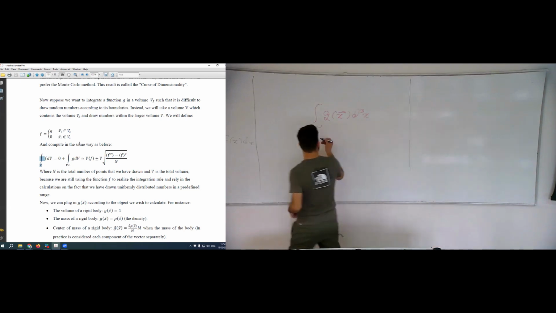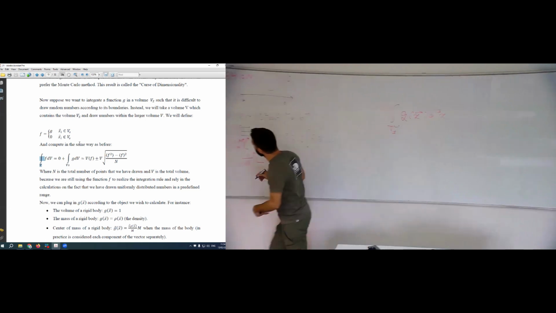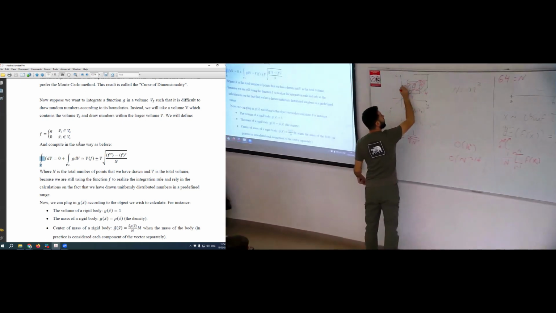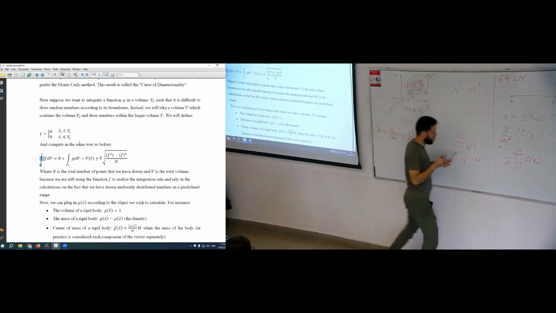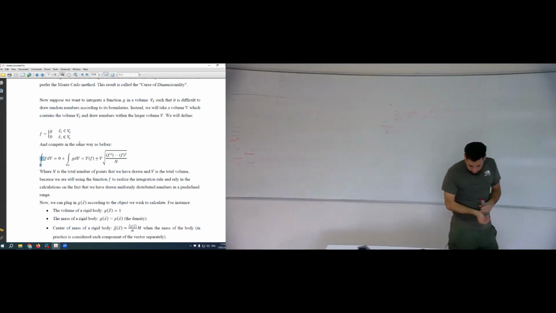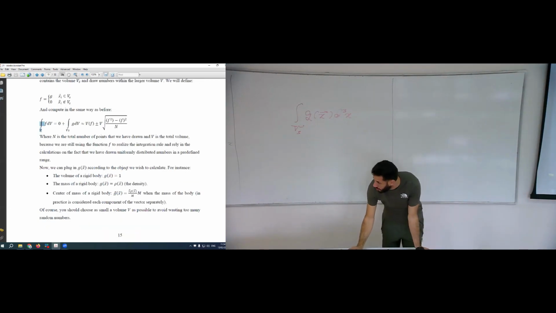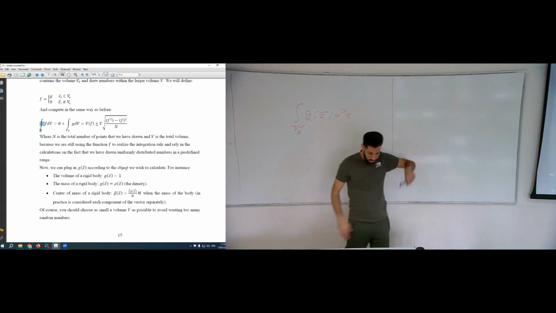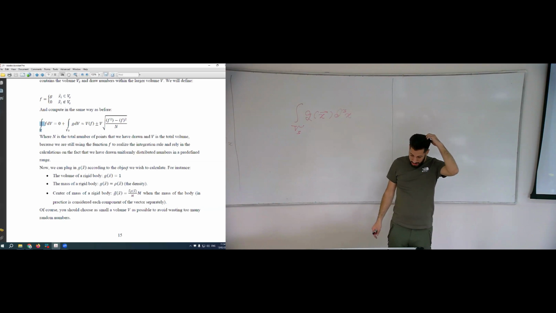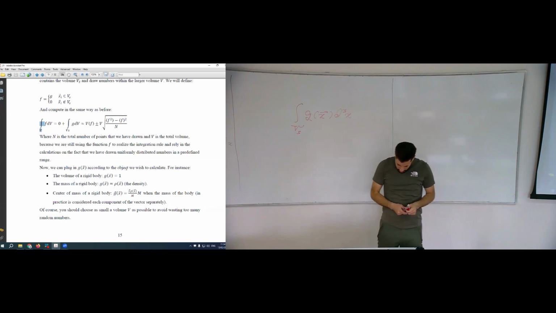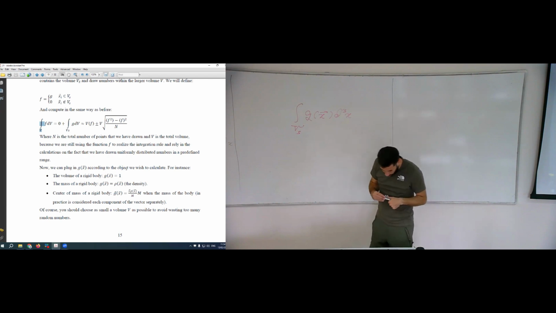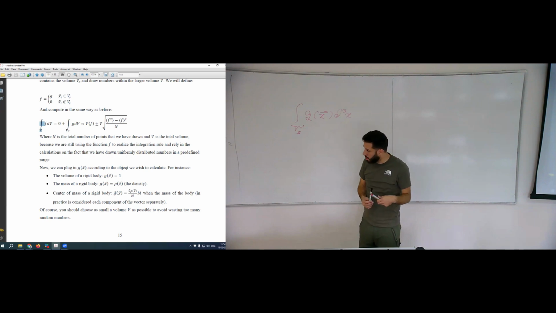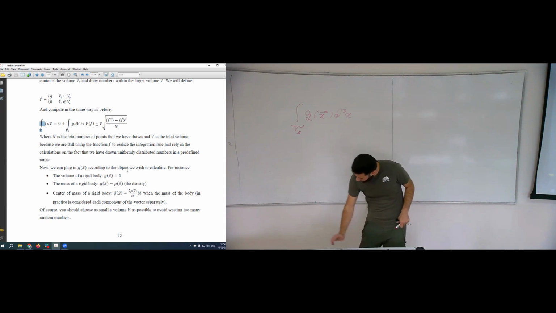So this is V_s, for example. This is V_s, and the box is called V. Okay. And you can, for example, use this method to calculate the volume of some rigid body or its mass if it has some mass density, and you can calculate also the center of mass, and you'll have these in your homework. Okay. Any questions?